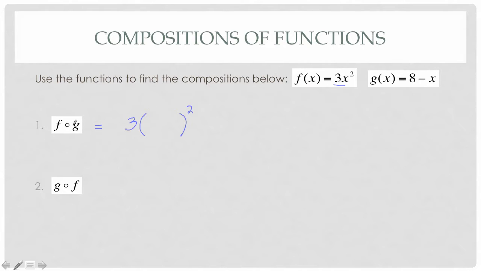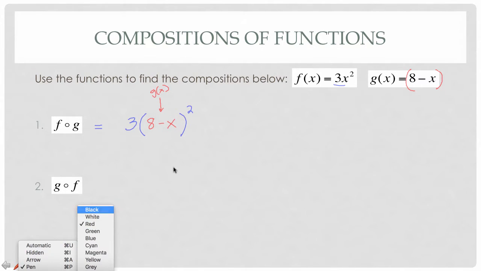But what am I going to put inside of function f is function g. So I'm going to take function g, and that 8 minus x is going to go right inside of function f. So do you see how we took function g and we put it inside of function f, and now we can simplify this thing out. This is going to be the composition. So let's do some work and simplify that out.